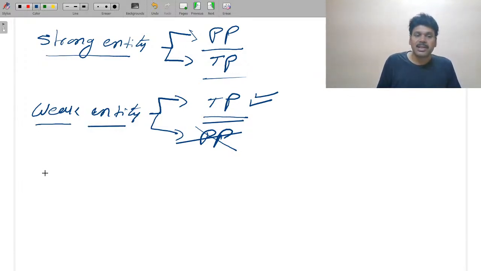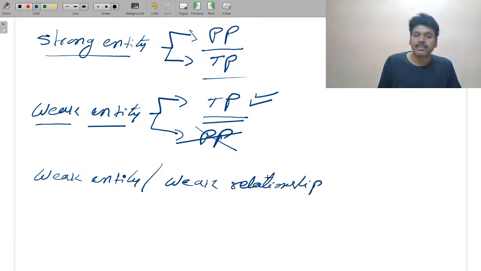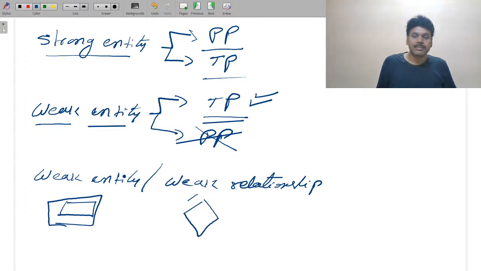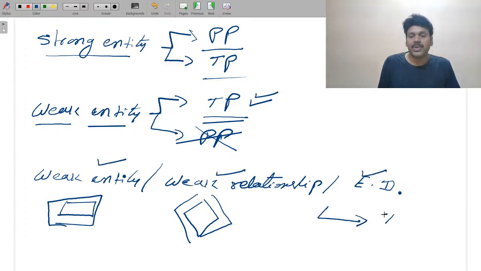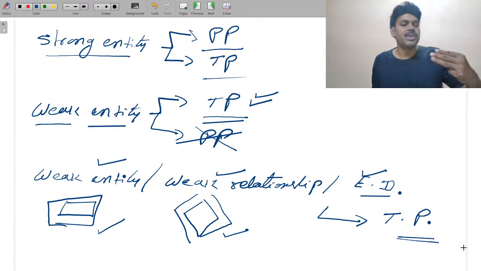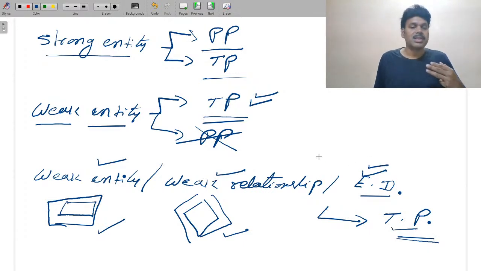So when we are talking about a weak entity, or weak relationship, a weak entity means like this, and a weak relationship means a double diamond. Or when you talk about existence dependency, in all three cases we use what? Total participation, either using a double line or using the existence dependency concept like this, double diamond or double rectangle, or you may use a double line. All three are representing that it is total participation or existence dependency or weak relationship, also called a weak entity.